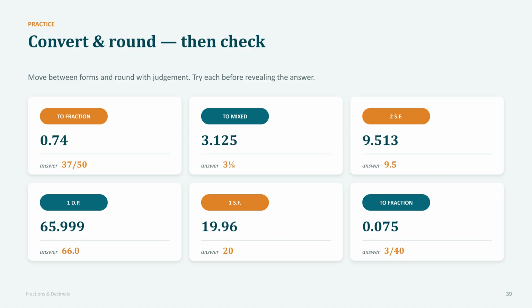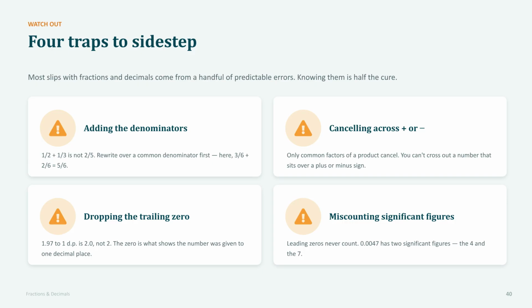It is time to practice. Try converting these values between fractions and decimals, or rounding them as requested. Work them out yourself before checking the results. Watch out for common traps. Don't add denominators. Avoid canceling across plus or minus signs. Remember to write trailing zeros in decimals, and ignore leading zeros when counting significant figures.